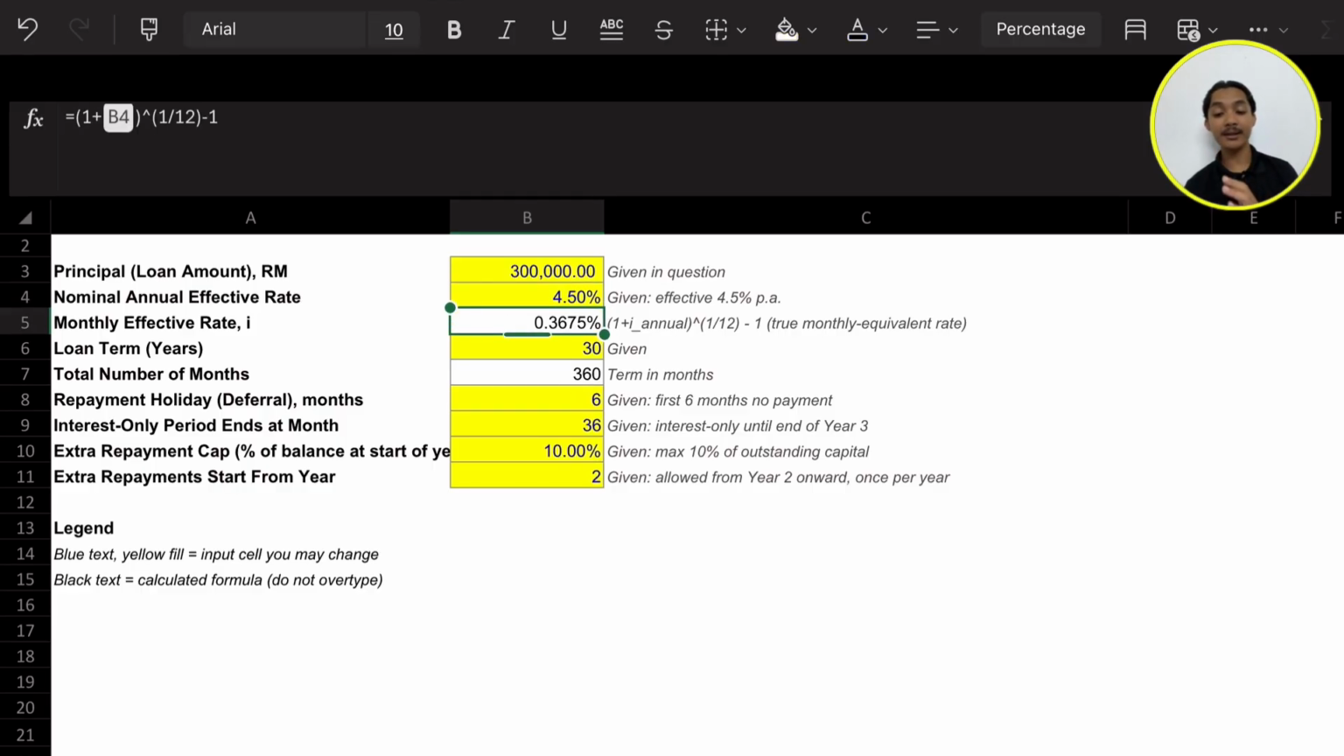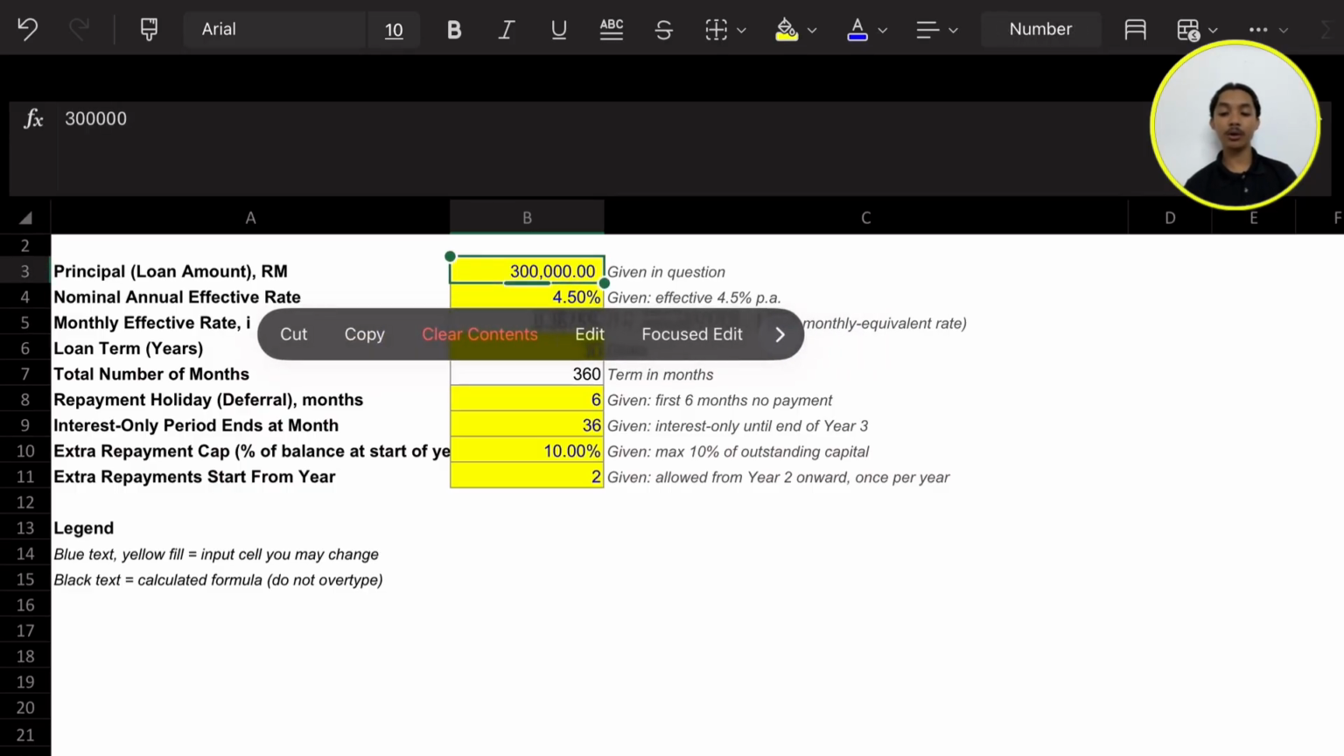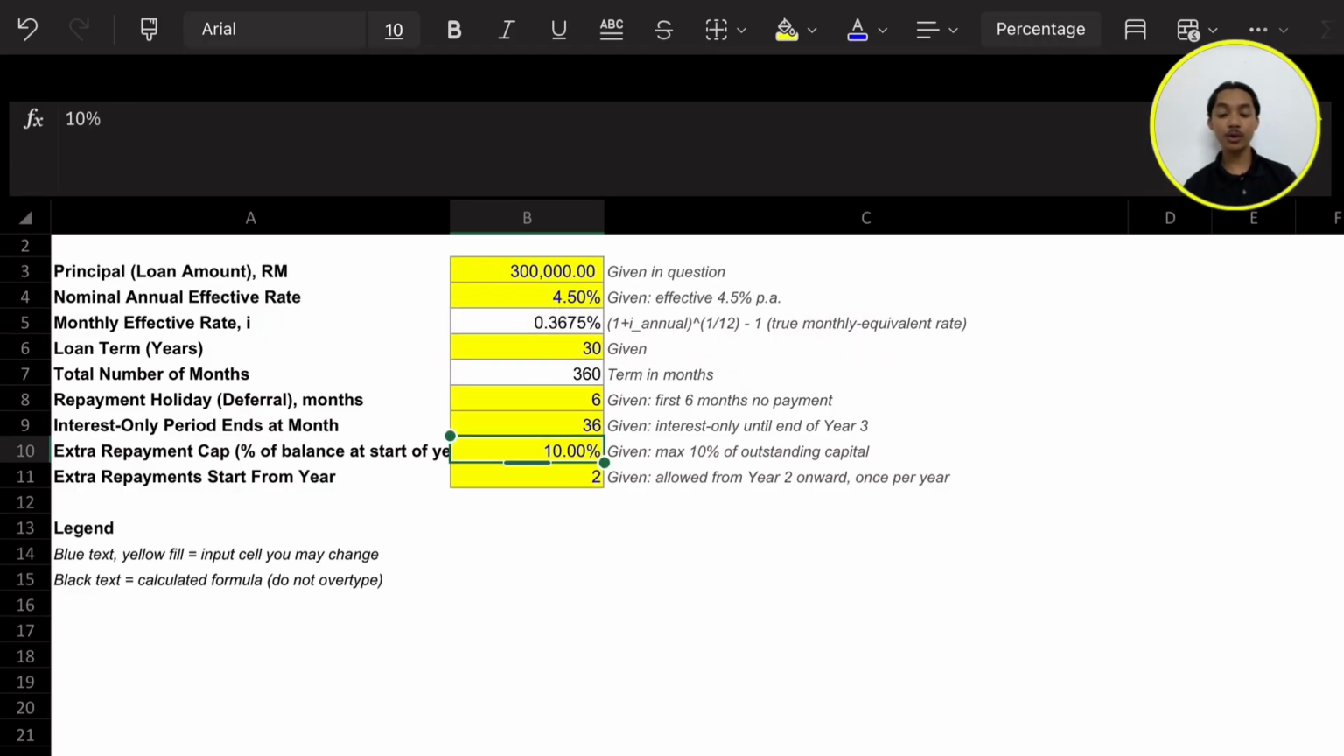This tab has all 360 months of the loan. Each row uses one formula that adapts depending on the phase. For month 1 to 6, the payment is 0 and interest just compounds onto the balance. For month 7 to 36, the payment equals the interest exactly, so the balance doesn't move. That's the interest-only phase.